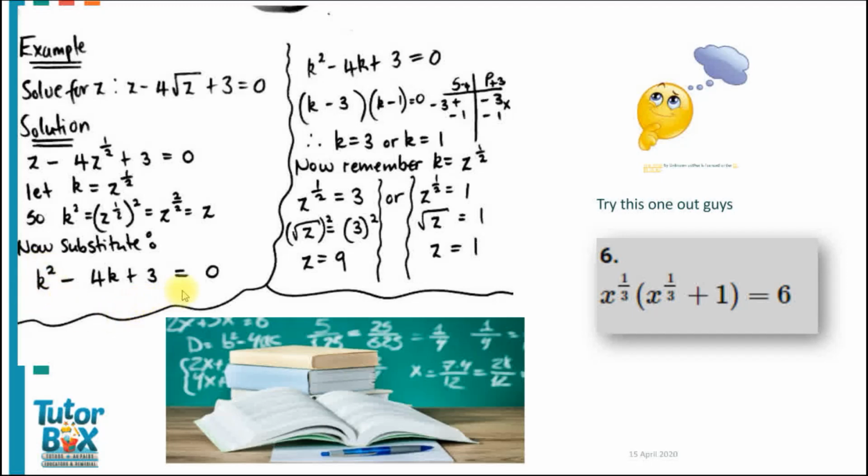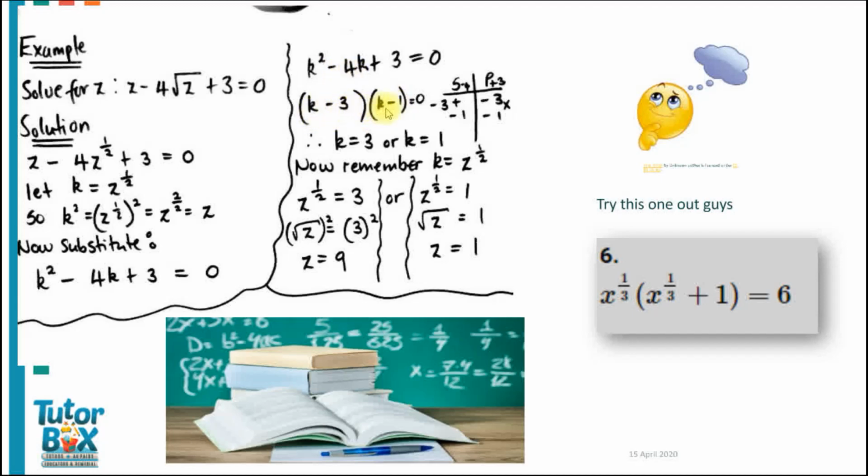You have k squared minus 4k plus 3 is equal to 0. I just rewrote that there, right? And solving quadratic equations, guys, you should know this by now. You want to look for factors of 3 that when you multiply give you 3, and when you add give you minus 4. So our answer is minus 3 and minus 1.